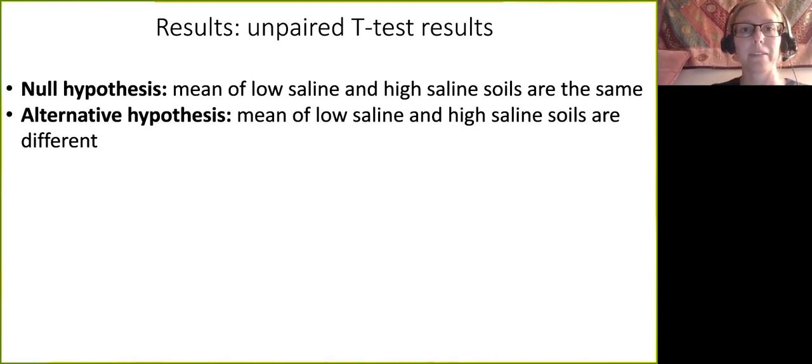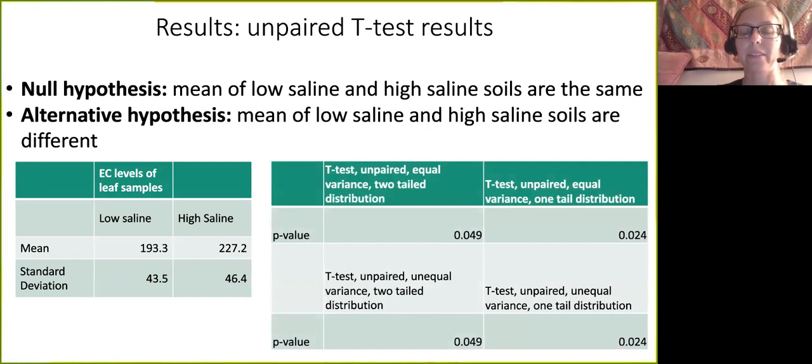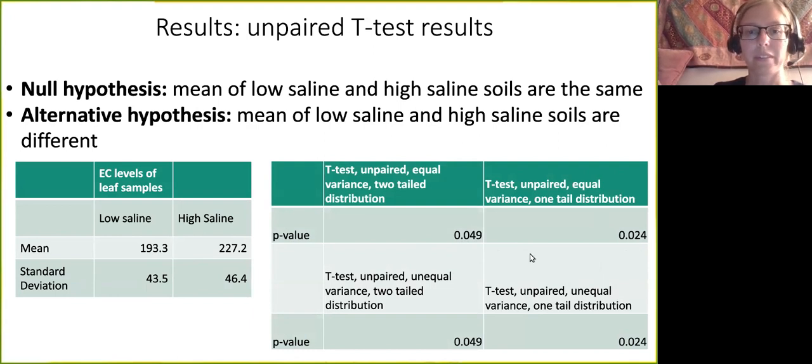So just a reminder, again, we have the mean of the low saline at 193, the high saline at 227. Standard deviation is very close. I did run a few tests of this. So I did a t-test with equal variance, so assuming the standard deviation is the same. And I did a two-tailed distribution and a one-tailed distribution. And for both of these, the p-value is actually under 0.05, which is showing some significance. The one-tailed distribution is 0.02, which is a fair amount lower than the 0.05.